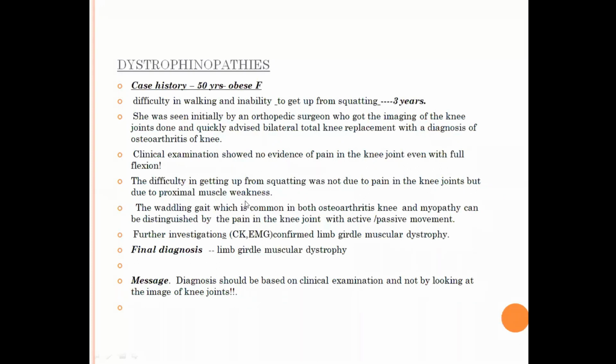So this patient had a definite proximal muscle weakness with a waddling gait, which is common for both osteoarthritis and proximal muscle disease. Now, the diagnosis is made by CK and EMG. The diagnosis is a limb girdle muscular dystrophy, and an unnecessary surgery has been avoided. So, what is the message? The message is clinical diagnosis, not the imaging.